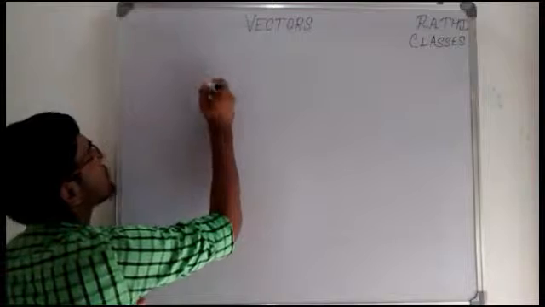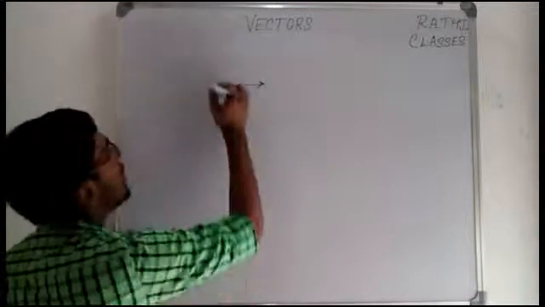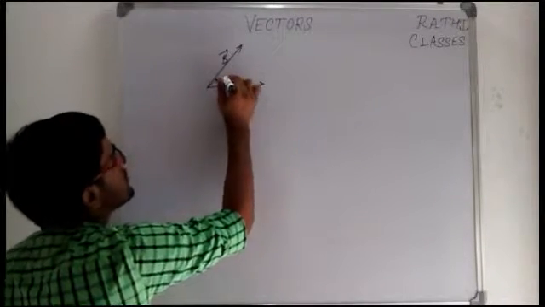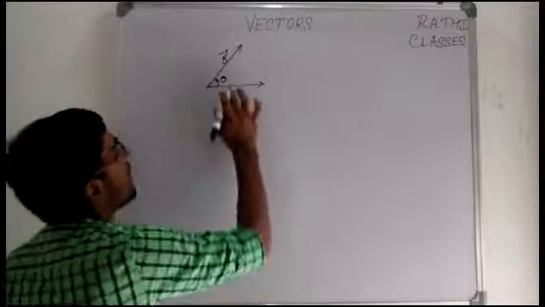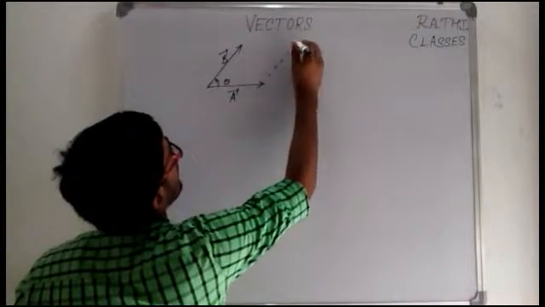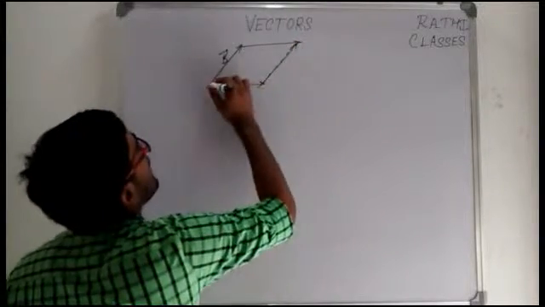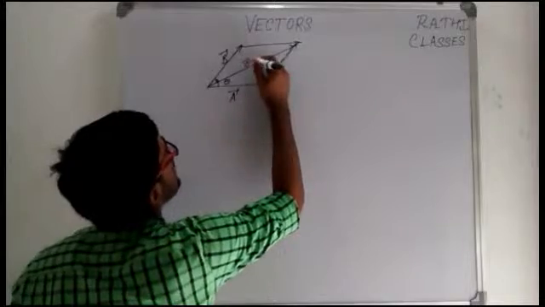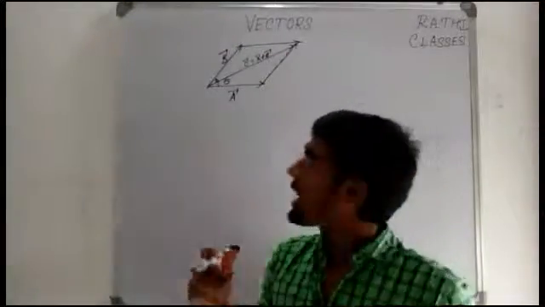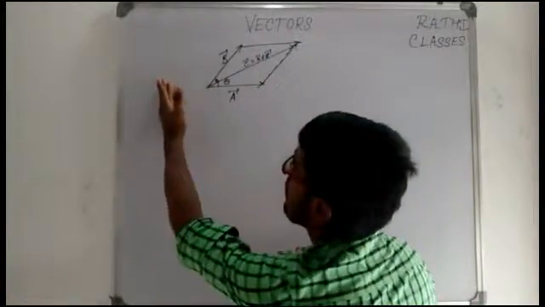Now, coming back, if I have this vector A, if I have this vector B, and the angle between these two vectors is theta, and if I complete the parallelogram and I see that this is the vector C, which is equal to vector A plus vector B. Geometrically, we can understand that this is the resultant of these two vectors, right?